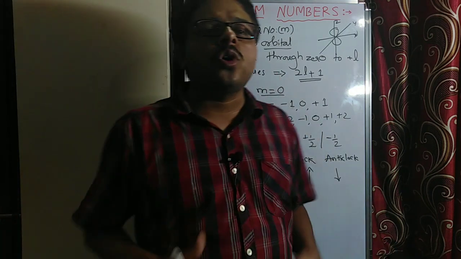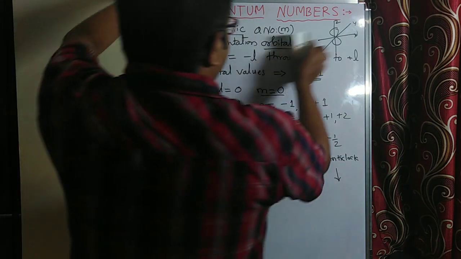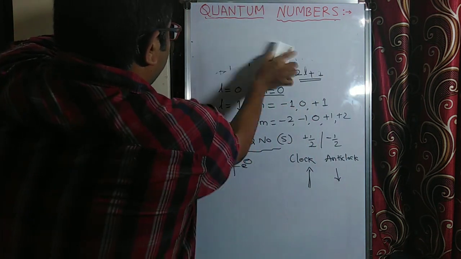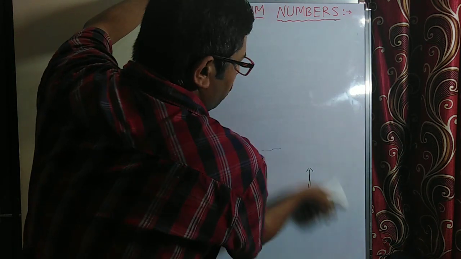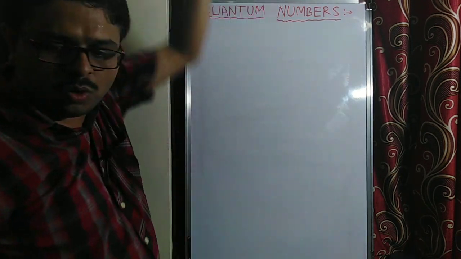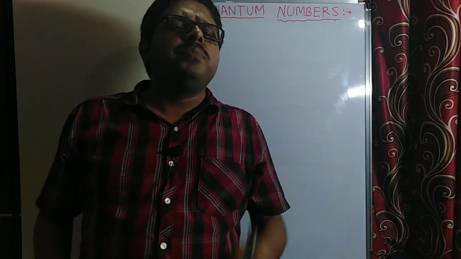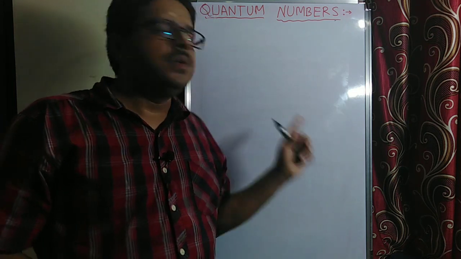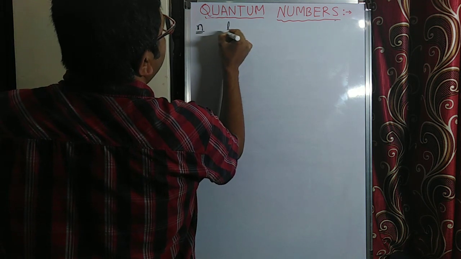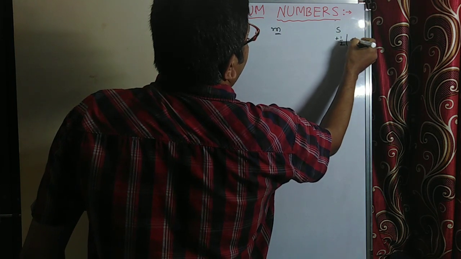I hope you understood the brief explanation of the 4 quantum numbers. Now I will give you the summary of all the 4 quantum numbers. Remember, once again, a very, very important concept: out of 10 questions in NEET or KCET, a minimum of 6 questions will be on quantum numbers. So I will write the N value here, L value here, M value here, and the S value is plus half or minus half.